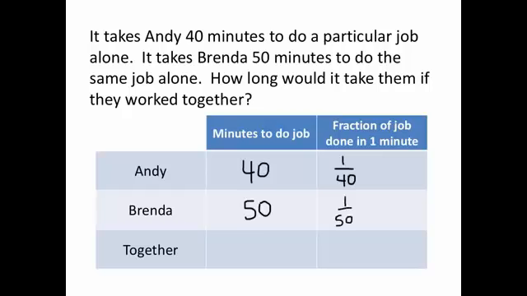Now together, we don't know how much time it takes them to do the job, so we'll just call that t. But what we do know, again thinking about what we talked about before, is that in 1 minute, they will get 1/t. That'll be the fraction of the job that they get done in each minute. But since they're working together, the amount of work that Andy gets done in 1 minute, plus the amount of work that Brenda gets done in 1 minute, if we add those two amounts of work together, we'll get the amount of work that they get done together. So if we add 1/40th to 1/50th, we will end up with 1/t. And that gives us an equation that we can solve.